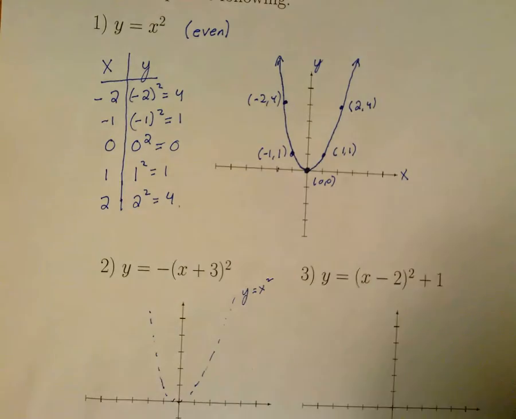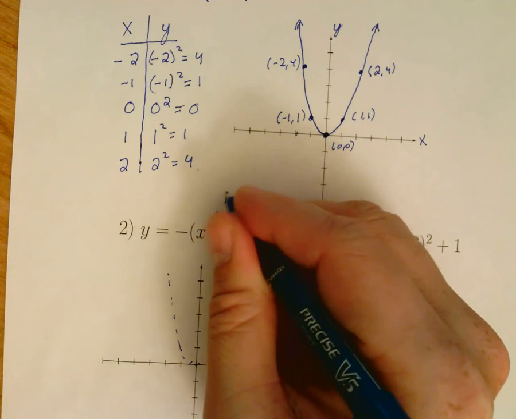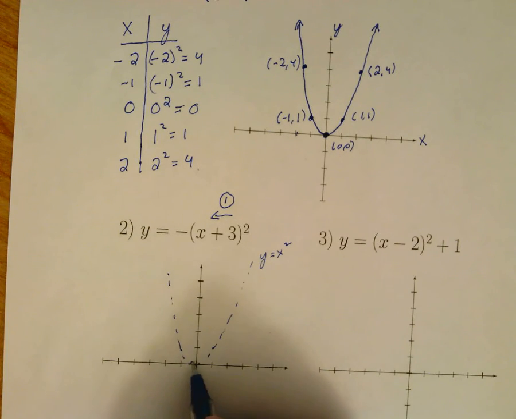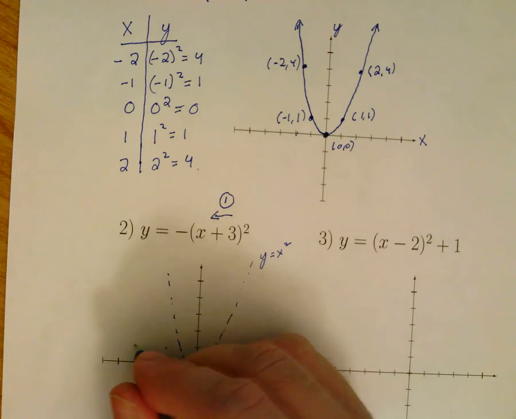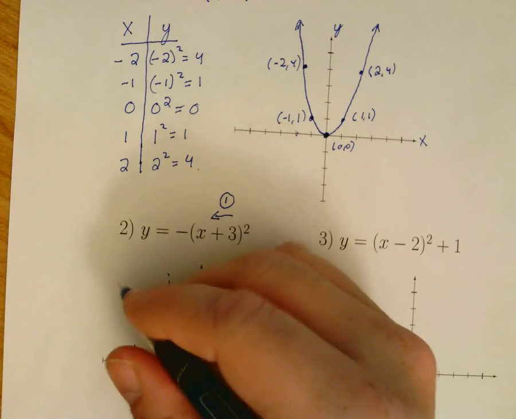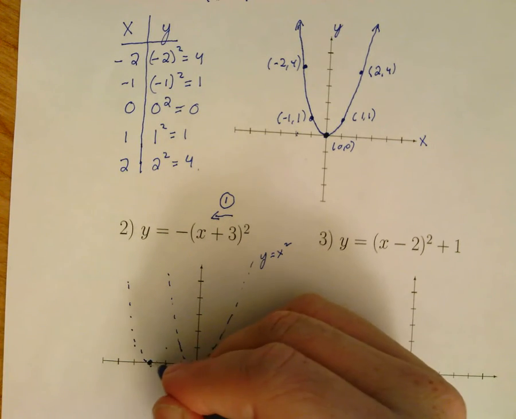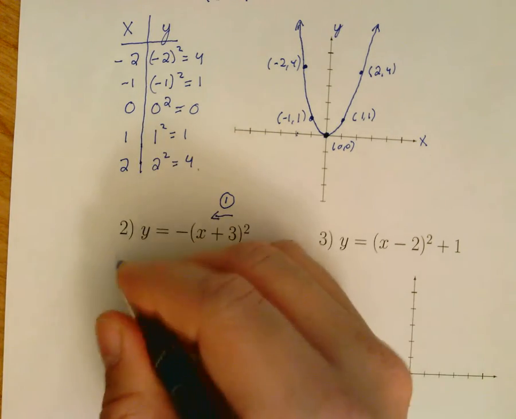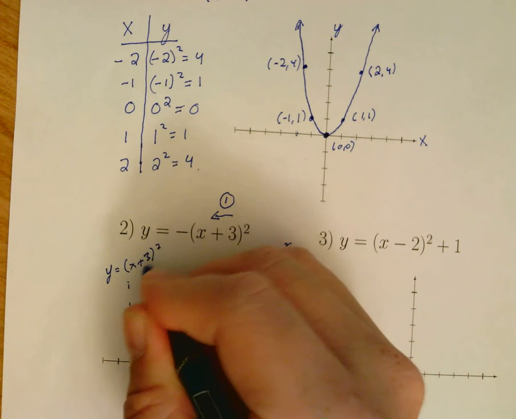The first thing I'm going to do is shift it to the left 3 units. That's the first thing I do. So I'm going to go over 3 units: 1, 2, 3. That's negative 3. So notice now, instead of going through 0, 0, it now goes through negative 3, 0. And again, from symmetry, everything is just shifted over 3 units. So this is what this particular piece is going to look like. Hopefully we can see that. The one I drew here is just y equals x plus 3 quantity squared.